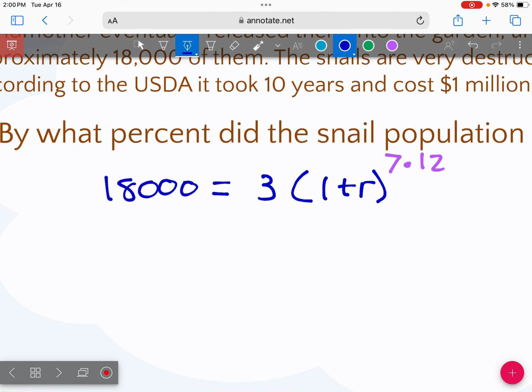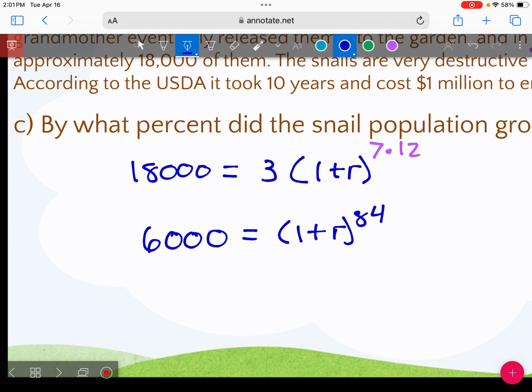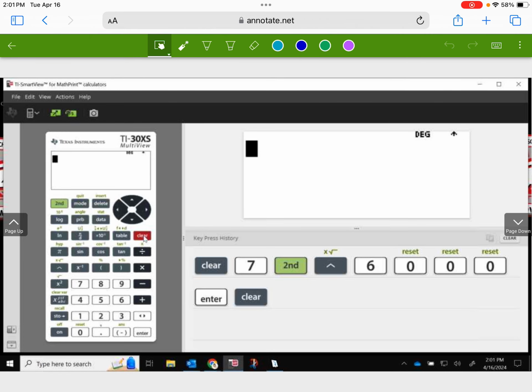All right. So we treat this the same way. We're going to divide by 3 on both sides. It's going to give us our 6,000 equals 1 plus r to the 84th. And then we're doing that root again. We're going to do that funky root. I'll do it again on the screen so we see it. Again, not going to be a thing we have to do super common, but it's one of those things that you never know when it shows up.